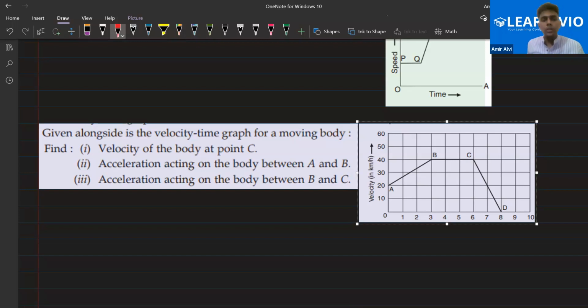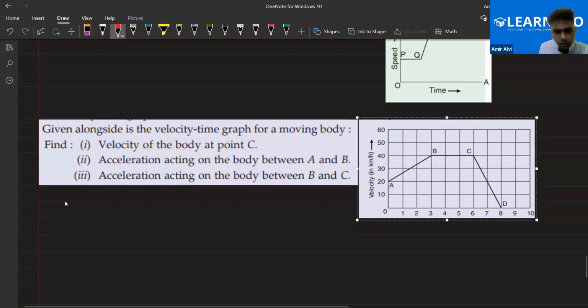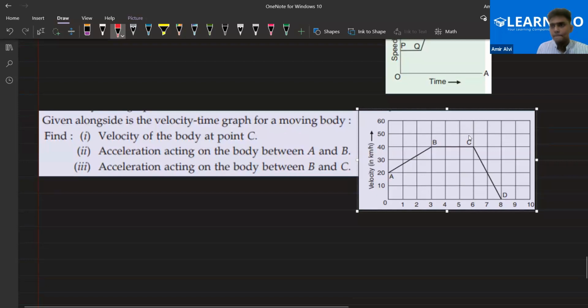Okay. So given alongside is the velocity time graph for a moving body. So the velocity time graph is given to you for a moving body. Three parts are there. We have to find out the velocity of the body at point C, the acceleration acting on the body between A and B, and the acceleration acting on the body between B and C. Now let's find it out one by one.